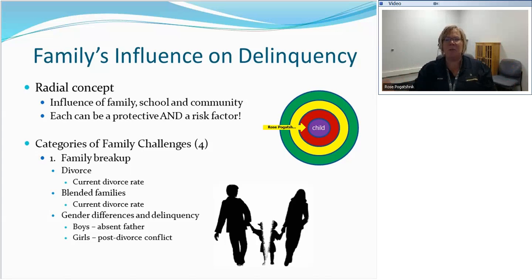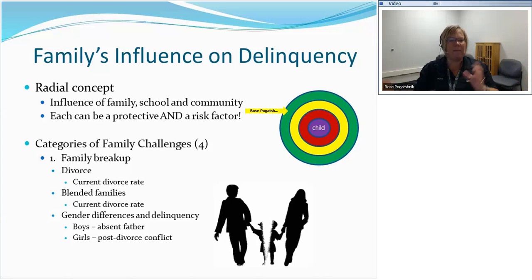Same with peers in school. School can be a protective factor, and friends can be a protective factor, keeping us away from delinquency. Both can be a risk factor in leading us towards delinquency. Same with community. Community can be a protective factor, having things that support families and kids. It can also be a risk factor. High crime rate, high substance abuse in the community, gangs in the community can be a risk factor.